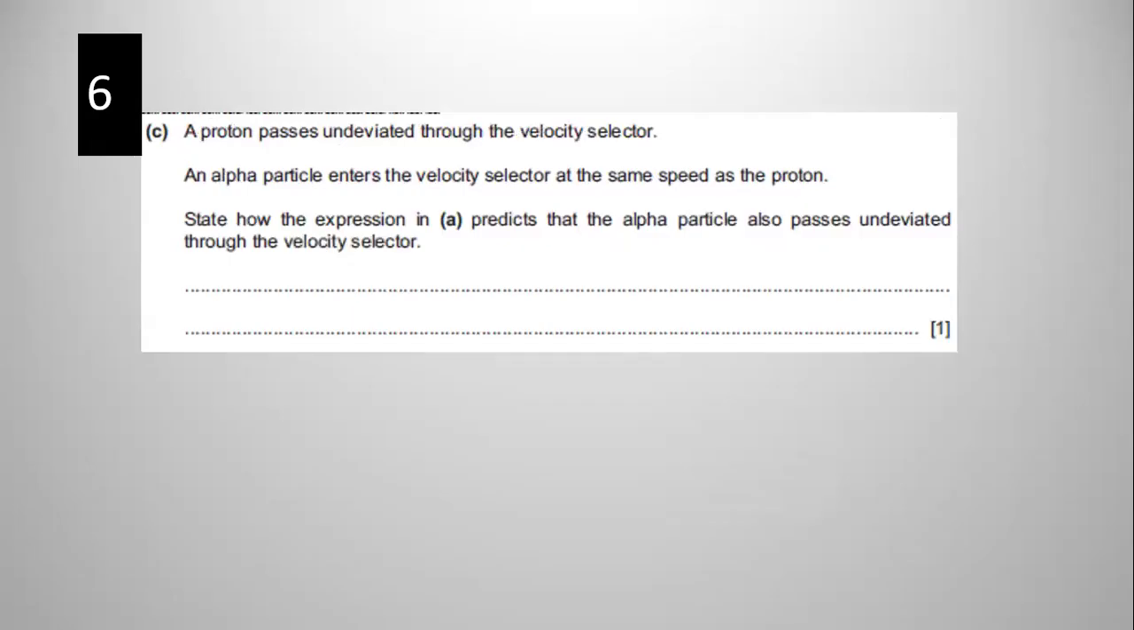A proton passes undeviated through the vertical velocity selector. An alpha particle enters the velocity selector at the same speed as a proton. State how the expression in A predicts that the alpha particle also passes undeviated through the velocity selector. Okay? You want to try without looking at your answer? Since you have done it.